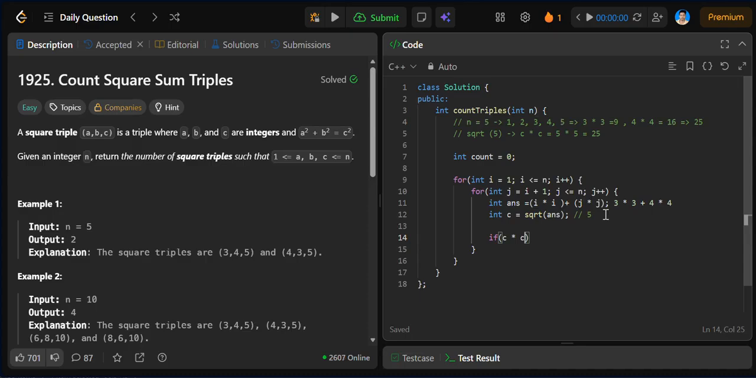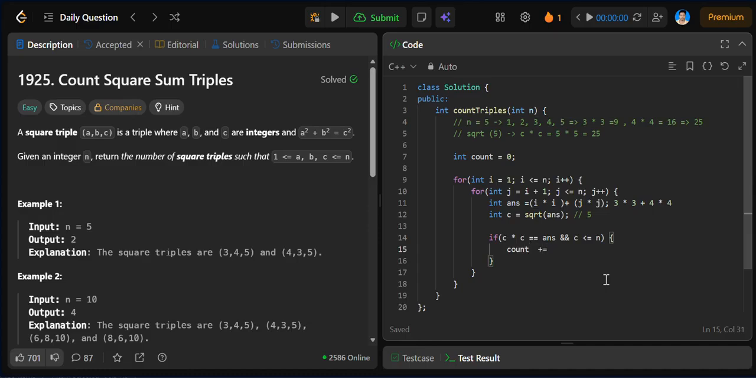Now if c into c is equal to answer, there is one constraint. The constraint is that c must be within n, which is 5. If yes, then count it, otherwise not. So c less than or equal to n, and not more than that.